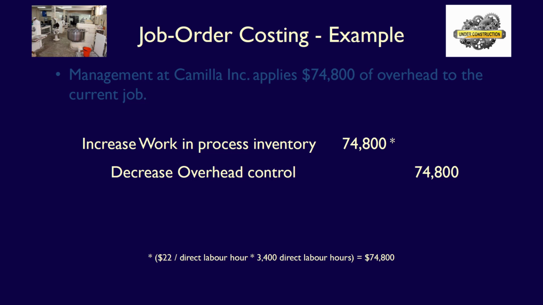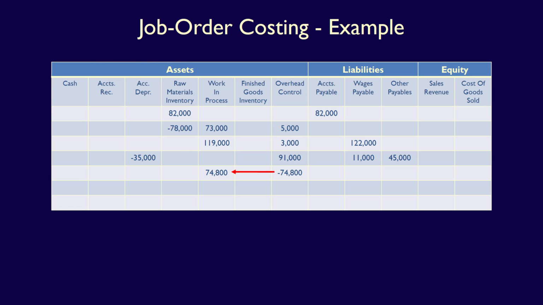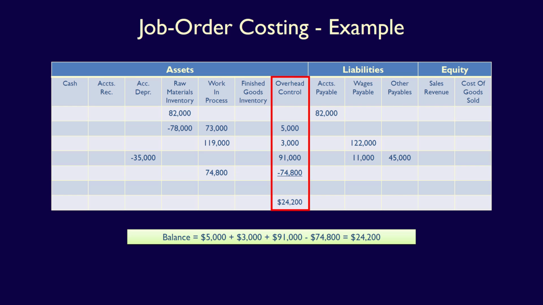We then transfer that portion of the manufacturing overhead costs from the overhead control account, the account where we accumulate actual overhead costs, into the work in process inventory account by increasing the work in process account and decreasing the overhead control account. We then flow this through the expanded accounting equation. The total costs of the job are now included in the work in process account: direct materials, direct labor, and applied manufacturing overhead, $74,800.